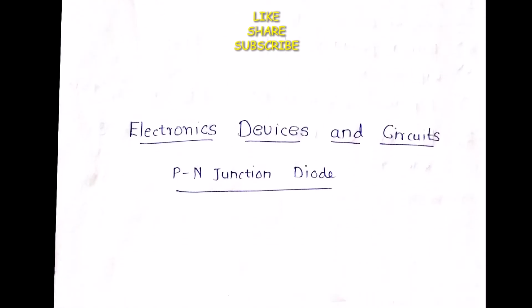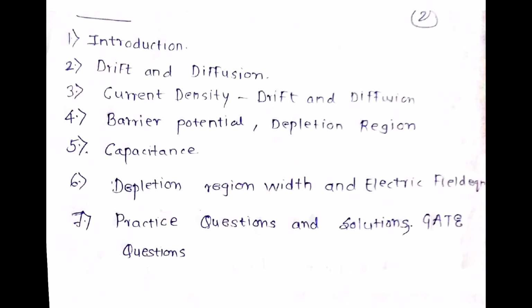The next topic that we'll be learning today is going to be P-N Junction Diode in electronic devices and circuit. There are going to be a series of video lectures revolving around the P-N Junction Diode, in which we talk about the introduction, the drift and the diffusion, the current density, the barrier potential, the depletion region, the capacitance, the depletion region width, the electric field, and some questions which are asked in gate examination to be solved.